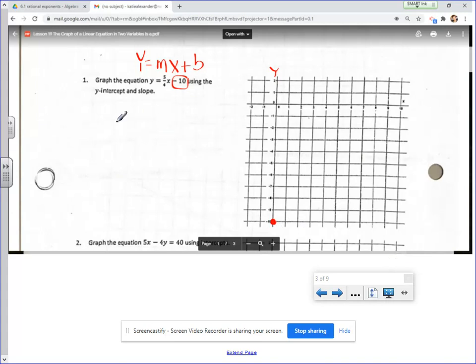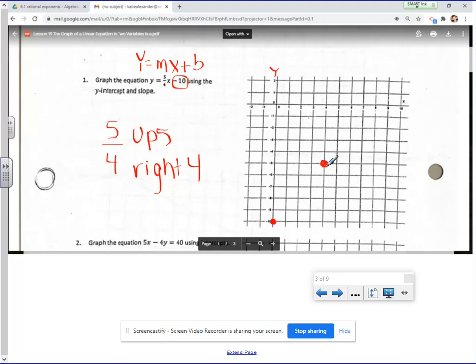From there, my slope is 5 over 4. So what is the top number telling me I need to do? Close. Up 5, and what's the bottom number mean? Right 4. So what you're going to do is put your pencil on the point you just made at negative 10, and we're going to go up 1, 2, 3, 4, 5, and we're going to go right 1, 2, 3, 4, and we're going to make a new point.